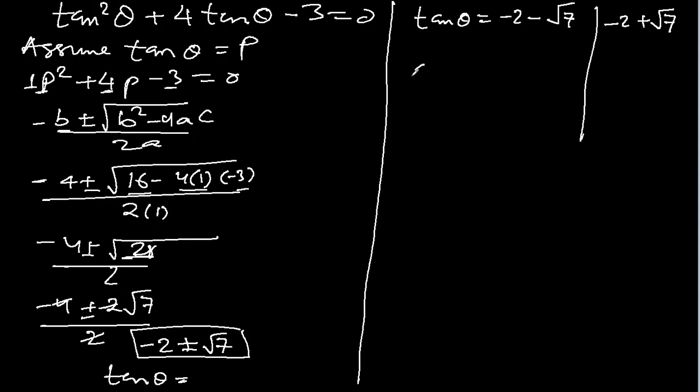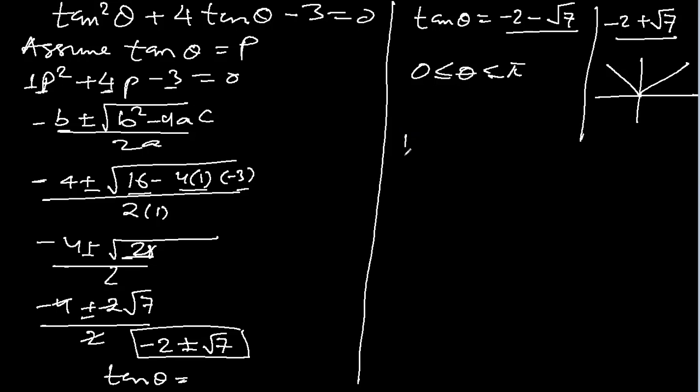Now we want angle between 0 and pi. That means in this quadrant tan is negative, in this quadrant tan is positive. That means we have to take both of them. So tan inverse of minus 2 minus square root 7 will definitely be a negative number, which will be the angle, not this one, the angle will be this one, but we will write a positive one inside.